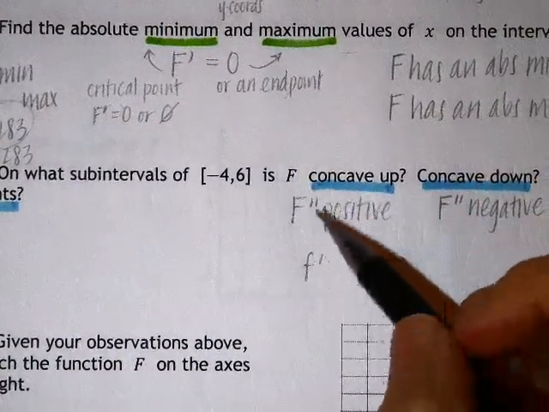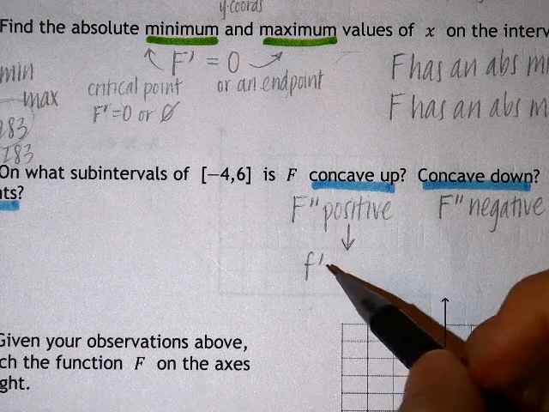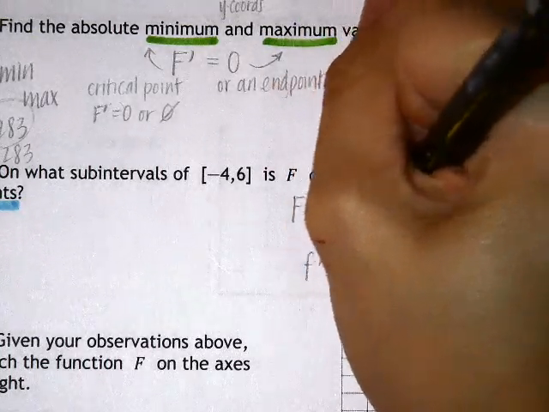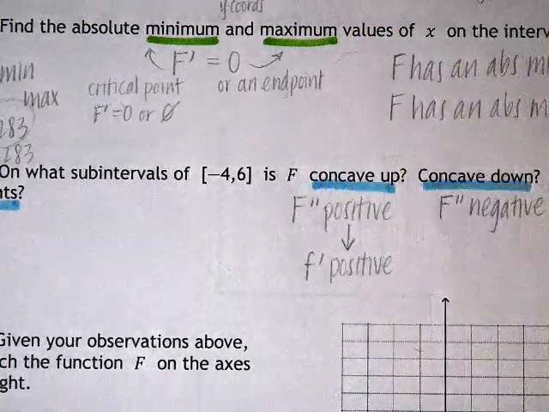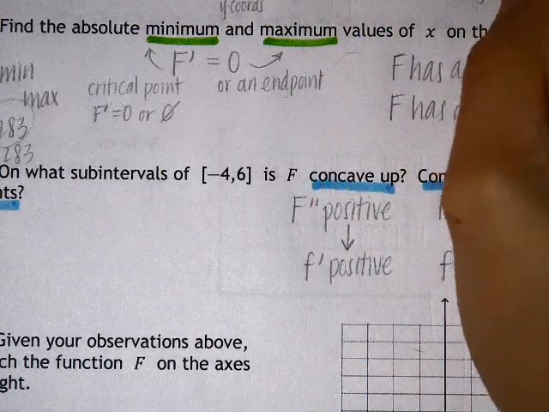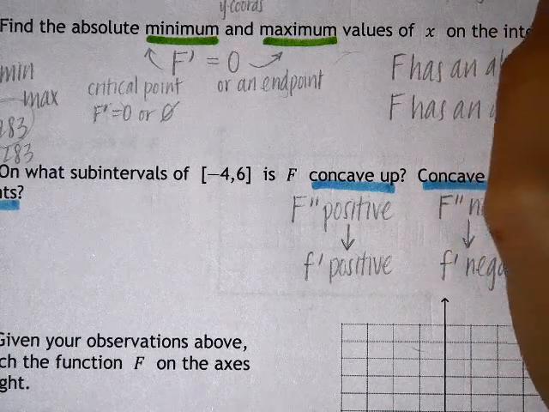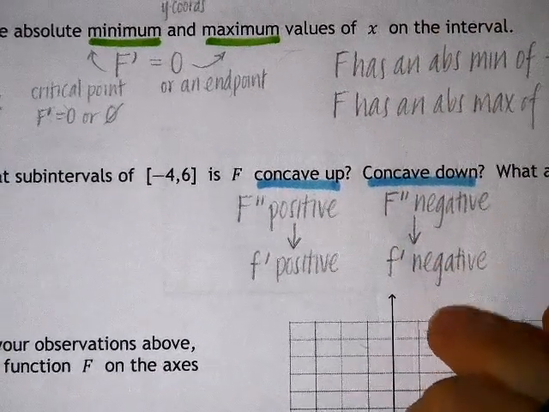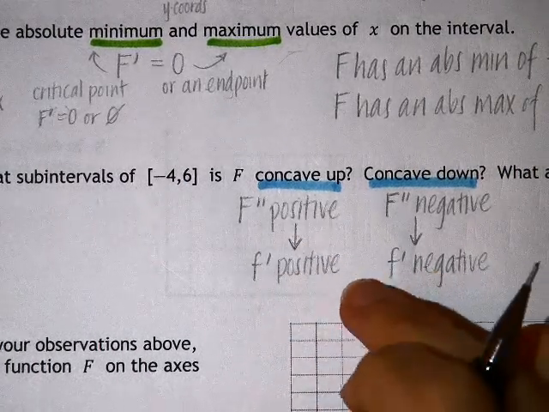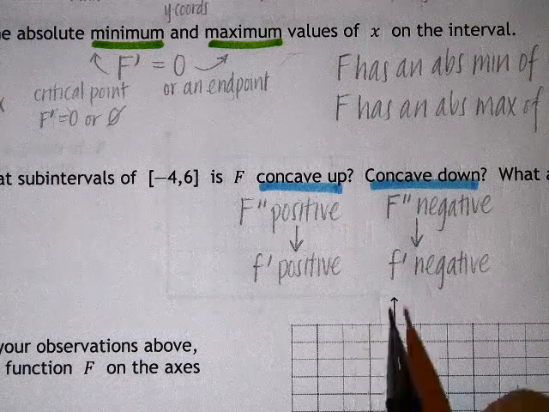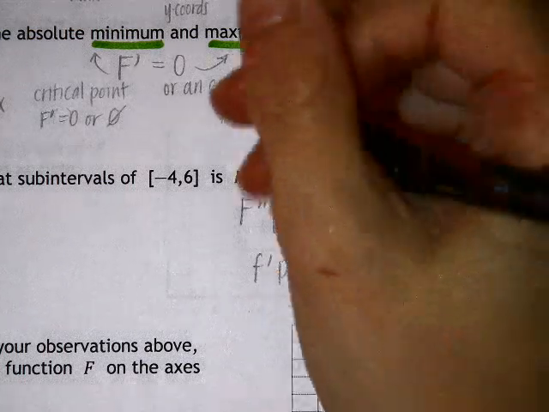So I'm going to replace in my little notes here big F double prime with little f single prime. Little f single prime must be positive when we're talking about concave up. And little f single prime must be negative when we're talking about concave down. So that feels like information I can find. Little f is stuff we can do. Remember how we talked about that in part A? Little f prime is just a slope.